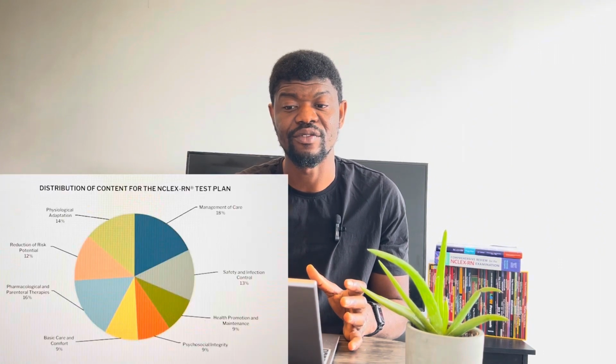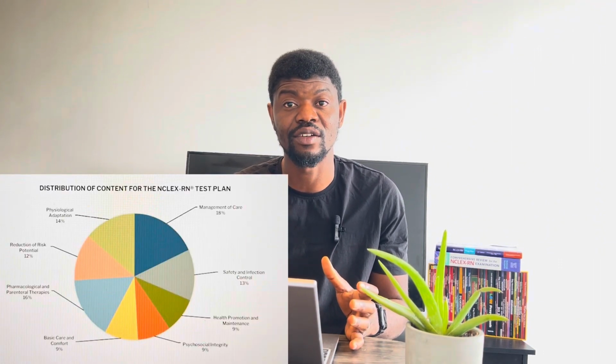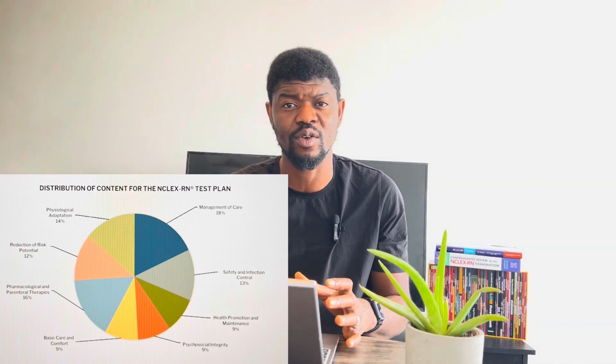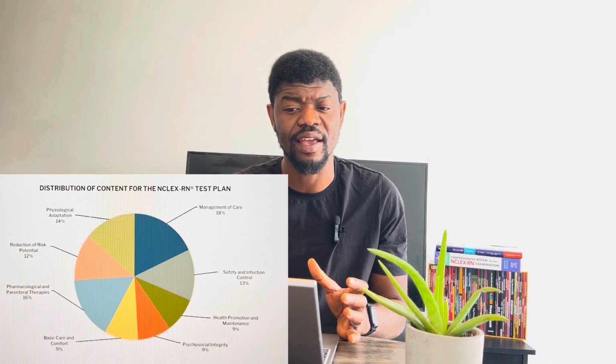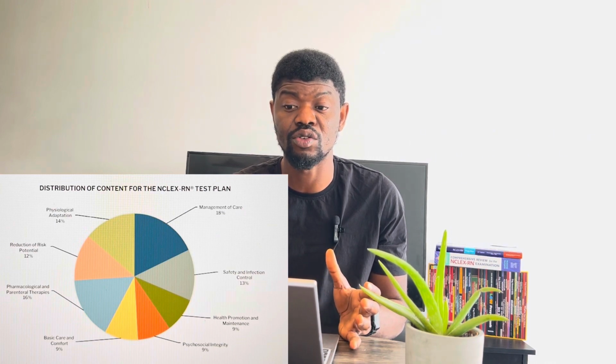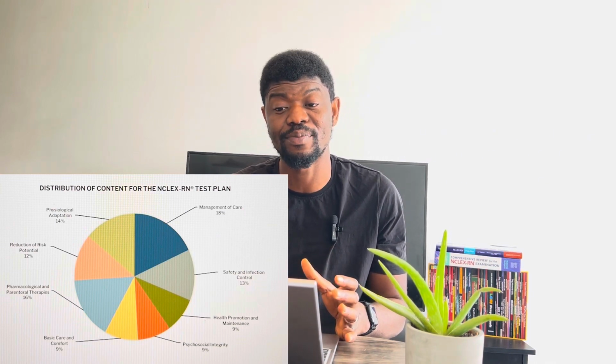Now, in terms of allocations, there is a certain percentage of questions you are likely going to get from these areas on the test. So if we look at management of care, you're likely going to get 15 to 21% of the questions you may be asked on the NCLEX around management of care. For safety and infection control, you've got 10 to 16%.